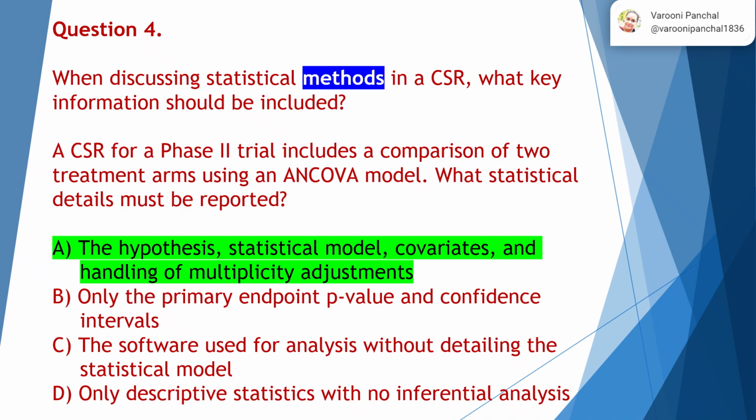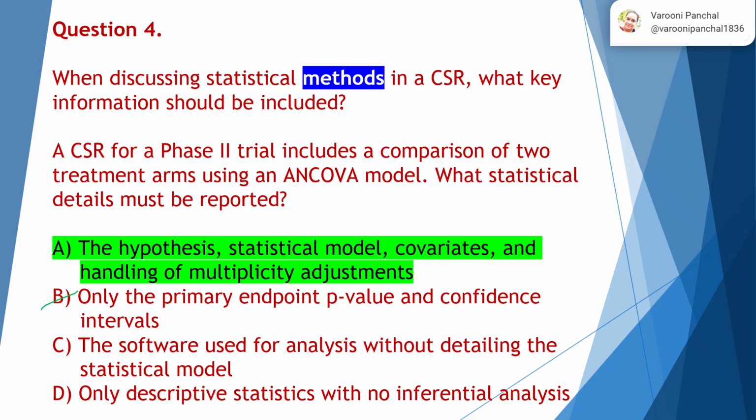Question 4. When discussing statistical methods in a CSR, what key information should be included? A CSR for a phase 2 trial includes a comparison of two treatment arms using an ANCOVA model. What statistical details must be reported? Now option B says only the primary endpoint p-value and the confidence interval.